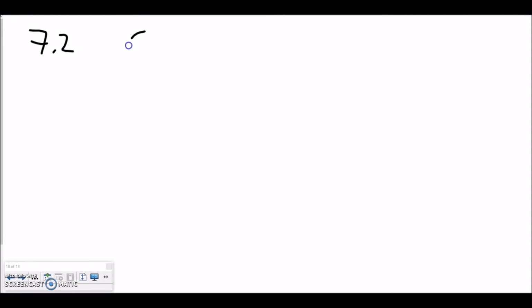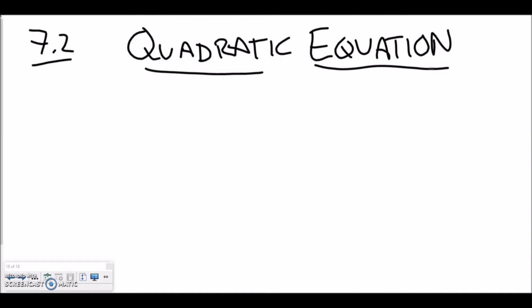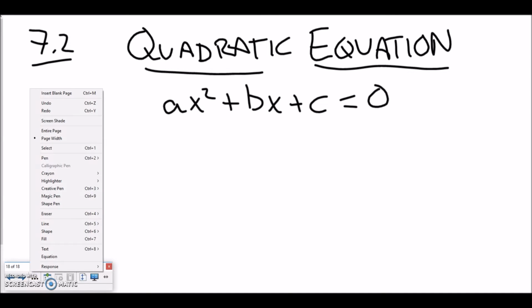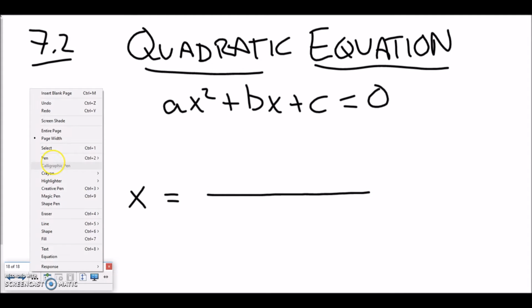Okay, 7.2, the quadratic equation. Now, if you remember on our 7.1, we said, what do we do when we can't factor ax squared plus bx plus c when it's equal to 0? And we said in 7.1, well, we can complete the square, and that is very true. But we can also simply use a formula.